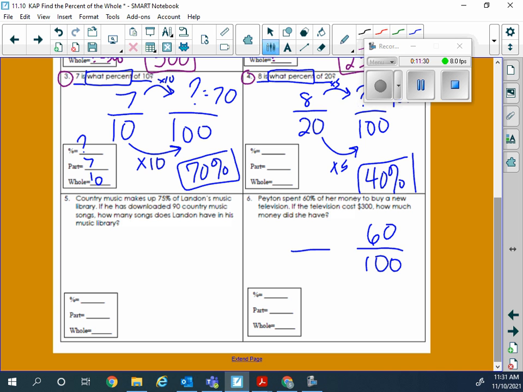Can you defend it? Yeah. Bridget? I think 300 is the whole, because if the television costs 300, that's the whole cost. Okay, and who thought it was the part? And you can defend why you thought it was the part. Tell me why you think, Gabby, why is it the part?